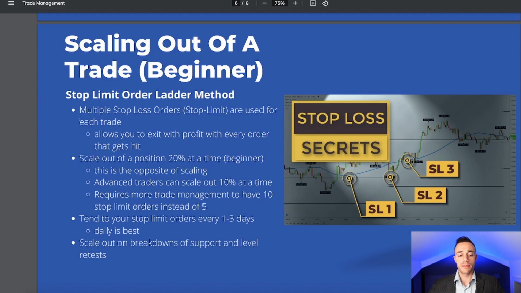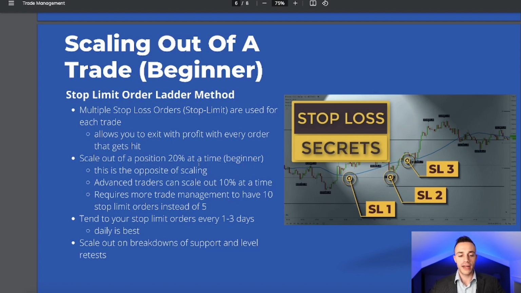So now the next part of this method is you scale out of the position 20% at a time. All right. So this is the opposite of scaling in. When you're scaling in, you go 10% at a time. When you're scaling out as a beginner, you want to take out 20% of your position at a time, which basically means you're going to have 5 stop limit orders as your stop loss. All right, 5 stop limit orders, 20% of your position at a time. Obviously 20 times 5 equals 100% of your position.